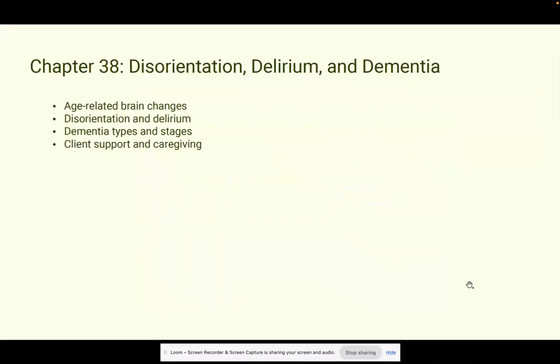All right, so we are in the last chapter of Module 11, which is Chapter 38, Disorientation, Delirium, and Dementia. In this chapter we will identify the age-related brain changes of disorientation and delirium, dementia, the types of dementia and the stages, and of course, how we can support them in the caregiving process, right?